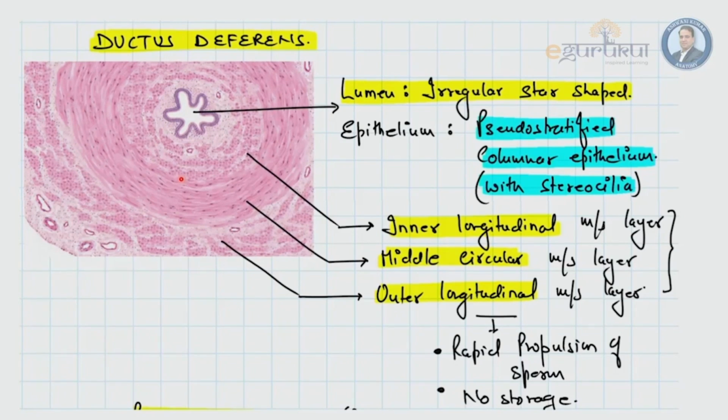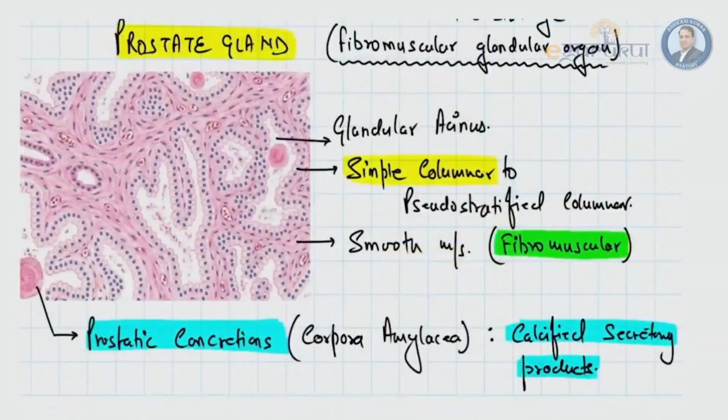Then we have the prostate gland. The next slide that you're looking at is the slide of a prostate gland. In the slide of the prostate gland, what you'll see, it is also called a fibromuscular gland. It's called a fibromuscular gland because it is made up of glandular acini, which are lined by simple columnar epithelium. It could be from simple columnar to pseudo-stratified columnar epithelium.